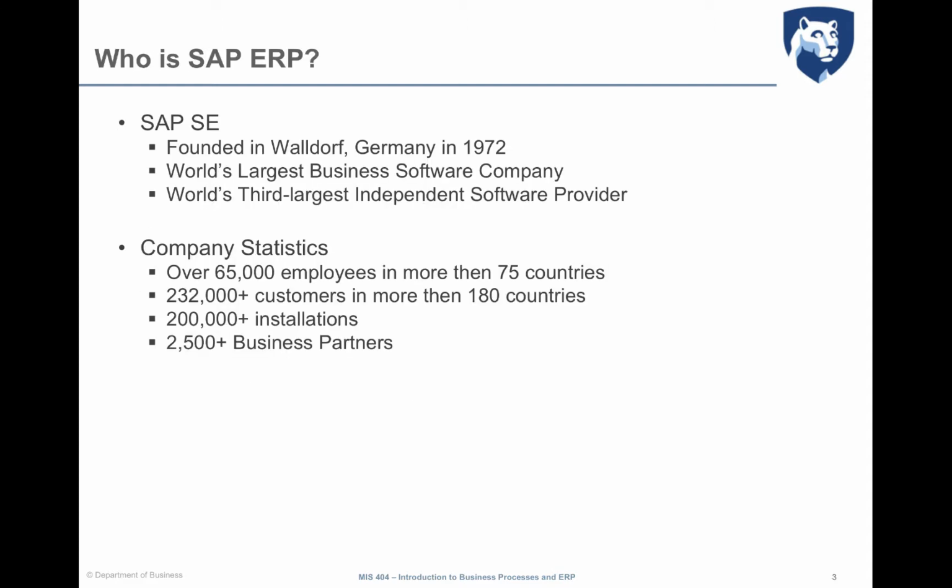First of all, who is SAP? SAP is a German company, which actually created in 1972 the first version of SAP ERP. Today, SAP, as you saw from the previous lecture, is the leading company for ERP software, and you can see the huge numbers that characterize this company.